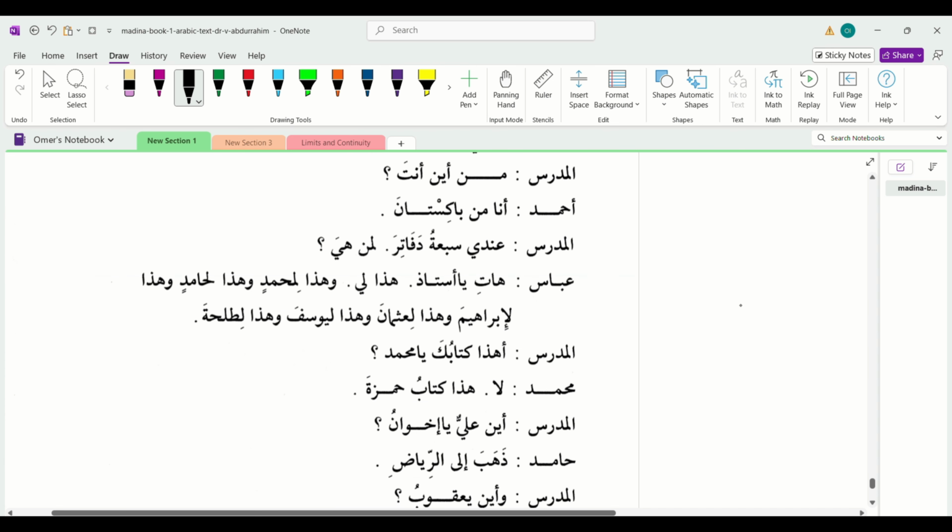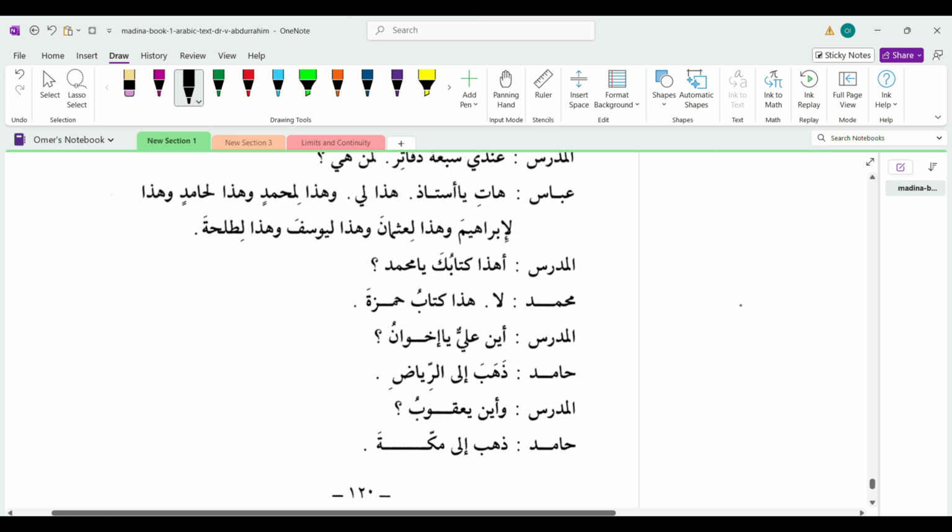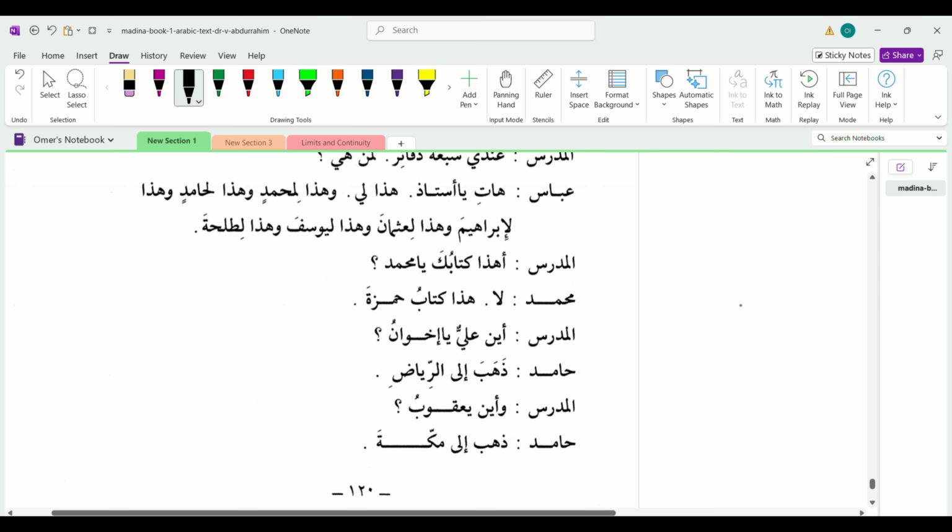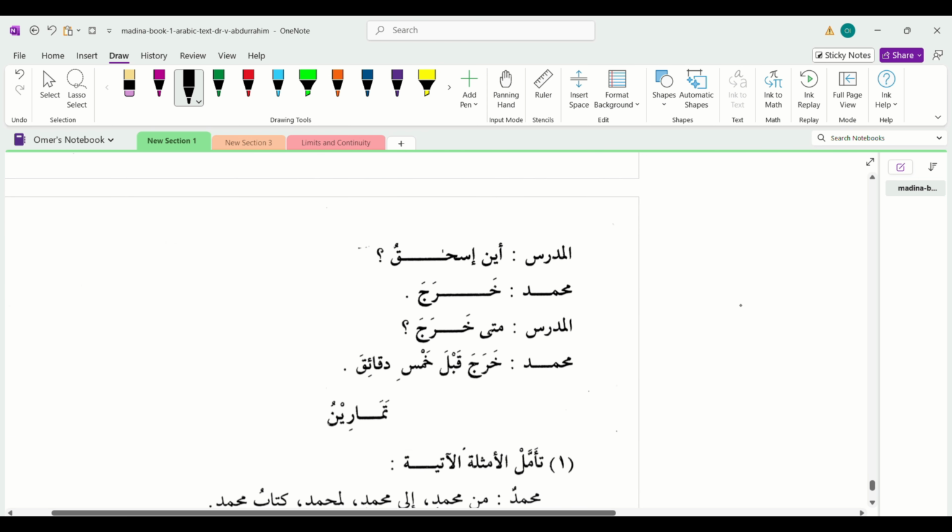المدرس هذا كتابك يا محمد. Is this your book, oh Muhammad? محمد الله. هذا كتاب حمزة. No, this is Hamza's book. المدرس أين علي؟ أين علي يا إخوان؟ Where is Ali, oh brothers? حامد ذهب إلى الرياض. He went to Riyadh. المدرس وأين يعقوب؟ And where is يعقوب؟ حامد ذهب إلى مكة. He went to مكة.